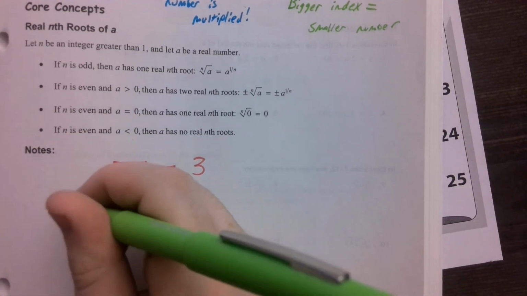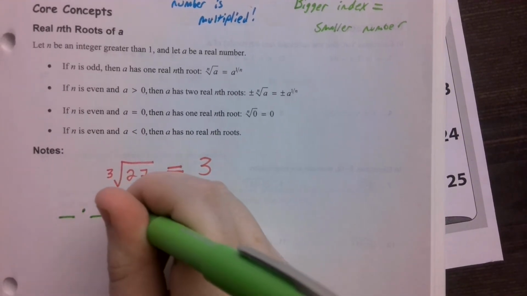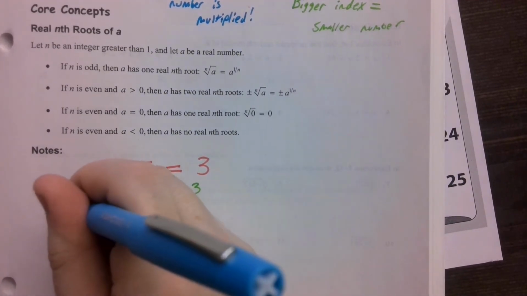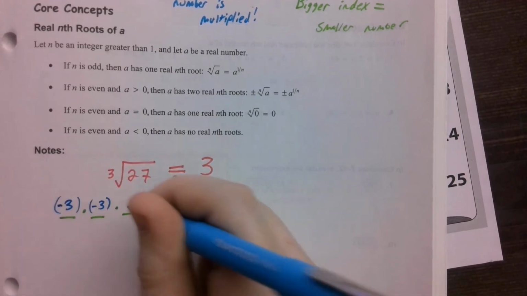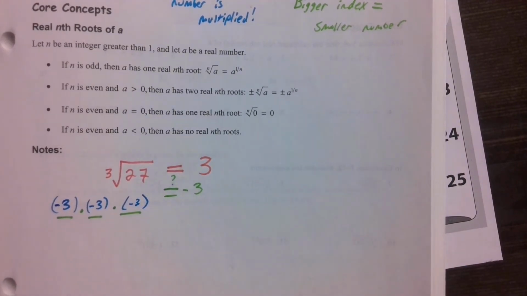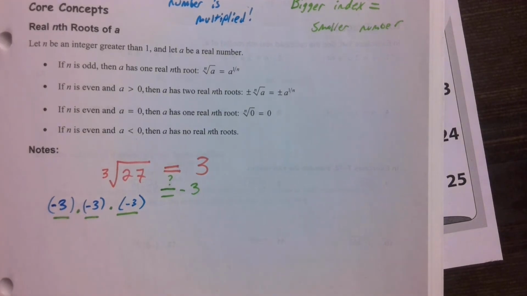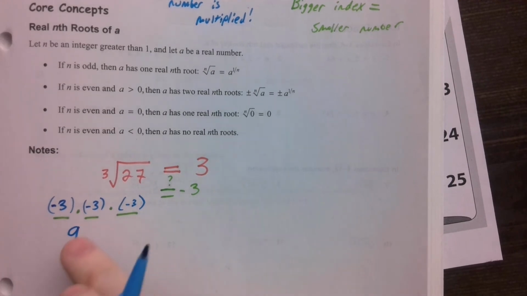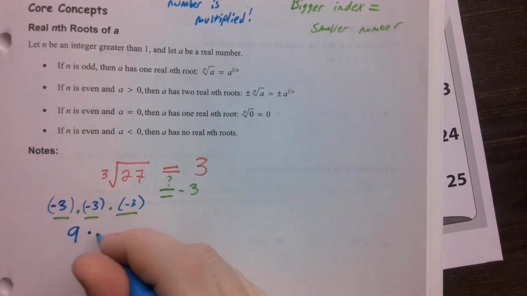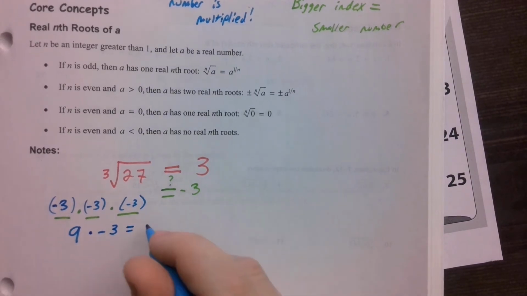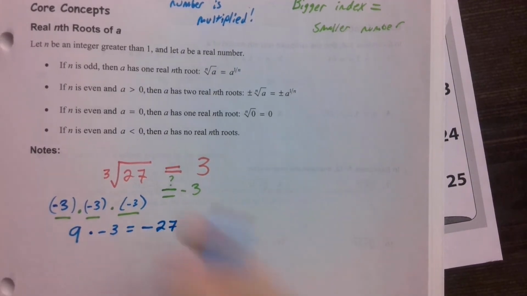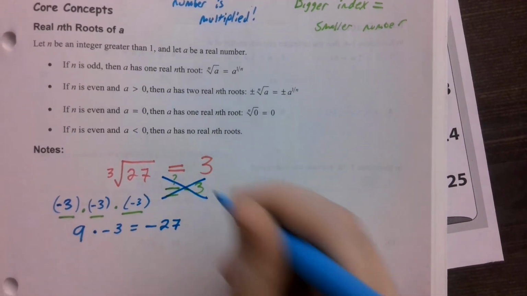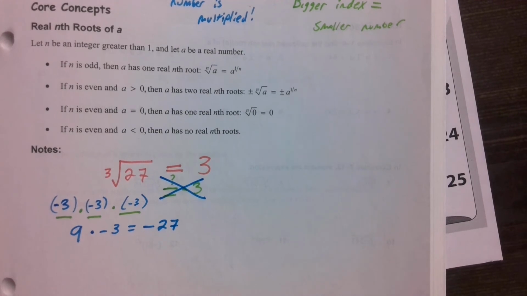So the cube root of 27, again, is just asking what number times itself 3 times will equal 27. If we tried out negative 3, multiplying itself 3 times, what's negative 3 times negative 3? A negative times a negative is a positive, so that becomes positive 9. And 9 times negative 3 is negative 27, not positive 27. So it turns out negative 3 is not an answer to this. What's going on?